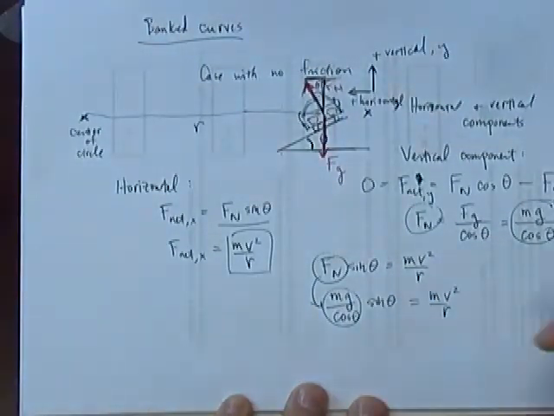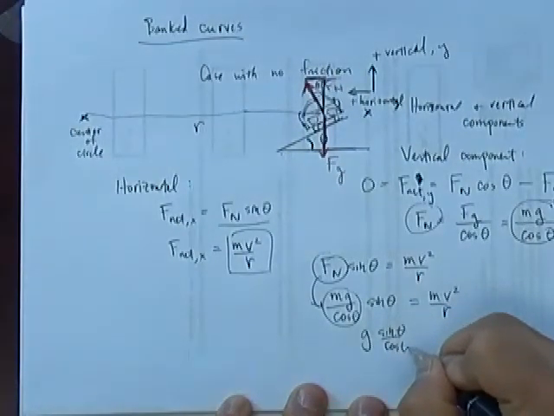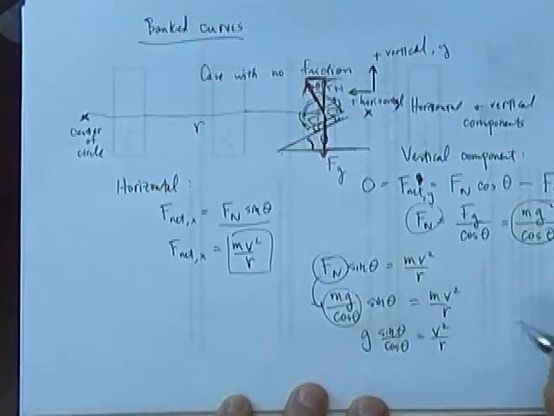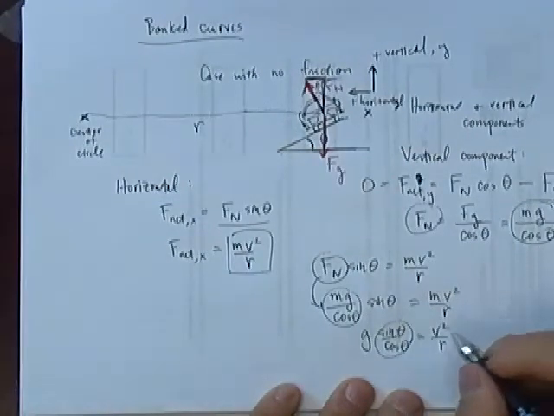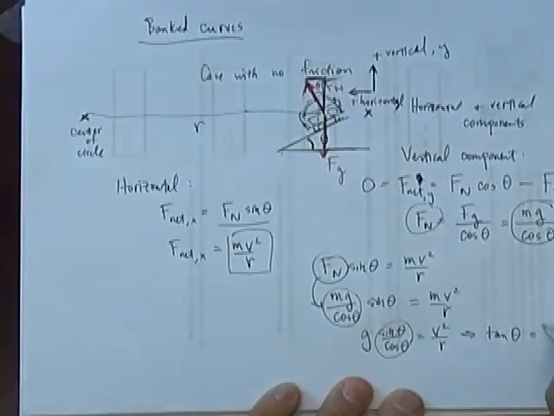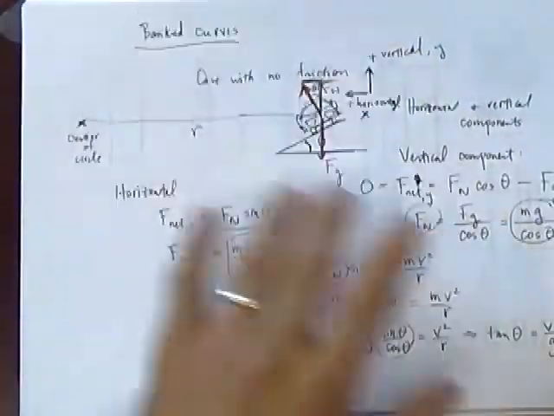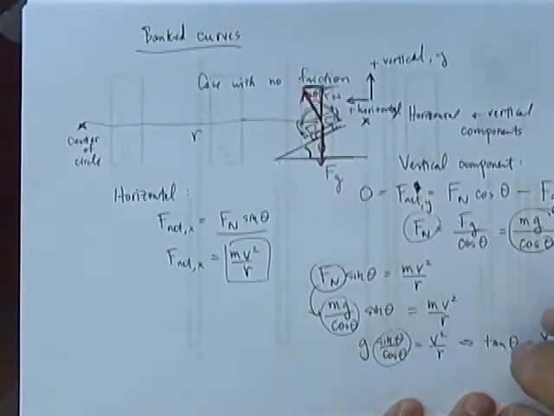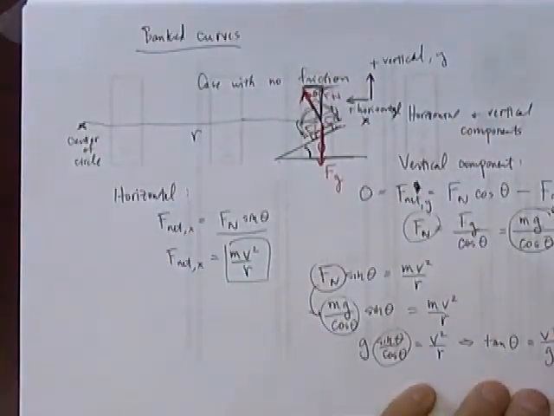And we can cancel stuff. We'll cancel the m's. We have g sine theta over cosine theta is equal to v squared over r. And this is just the tangent of theta. Let's also divide by g, so we'll have the tangent of theta is equal to v squared over g times r. So this is how you would relate the banking angle to the speed at which the car goes around the curve and the radius.